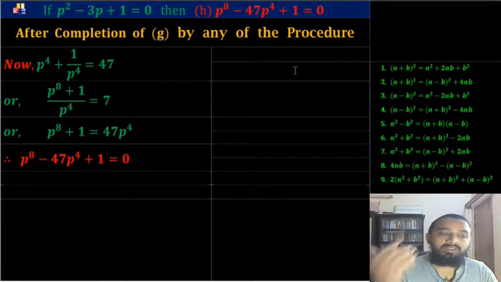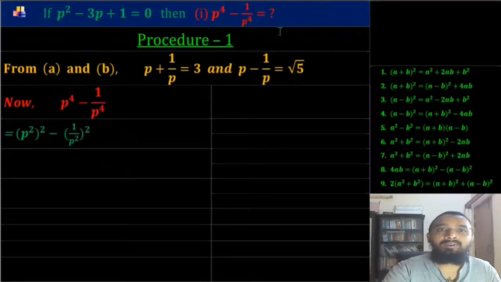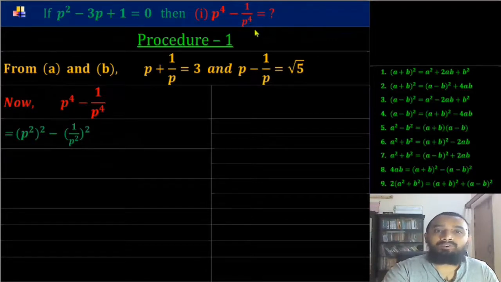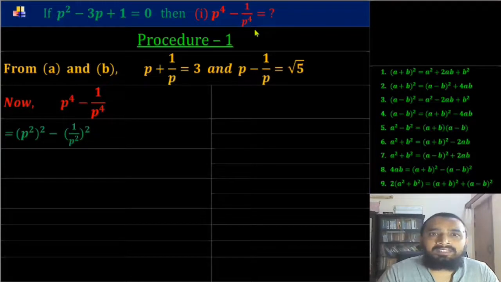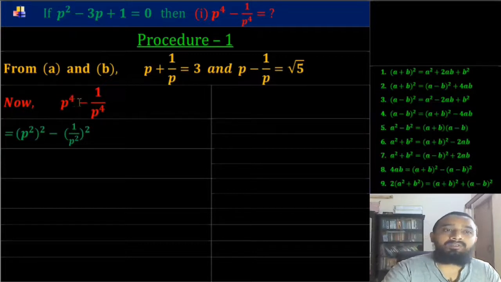Okay, let us move into the next problem. This time we are asked to find the value of p to the power 4 minus 1 over p to the power 4. So look, just like the previous manner, we will reduce it to the square term, and from a and b we got the value p plus 1 over p is equal to 3 and p minus 1 over p is equal to root over 5. So look here, we just reduce it just like the previous problem. We have p square whole square minus 1 over p square whole square.